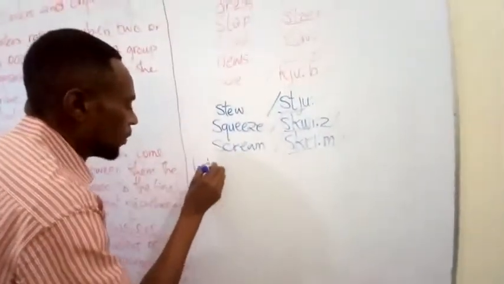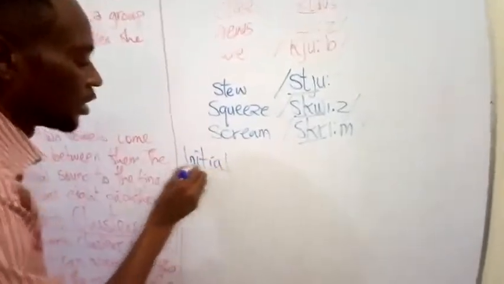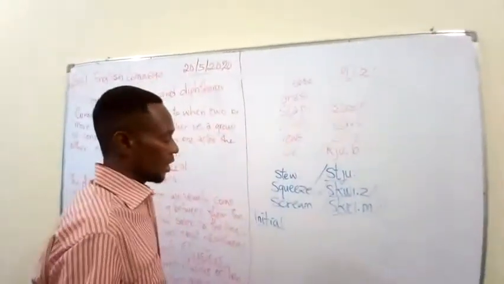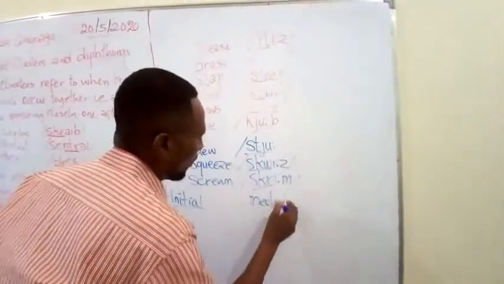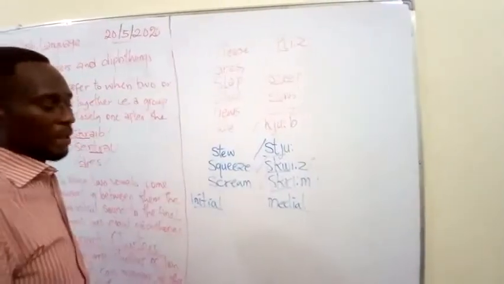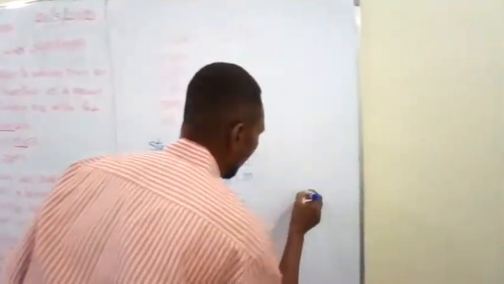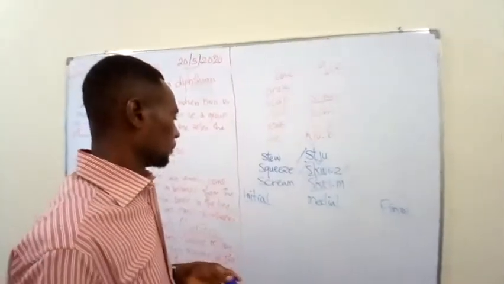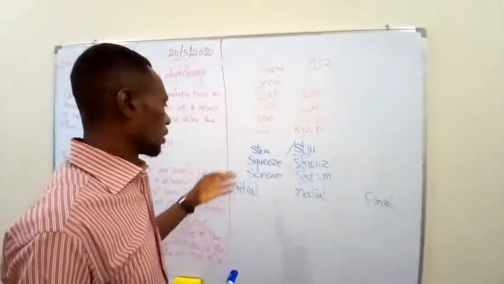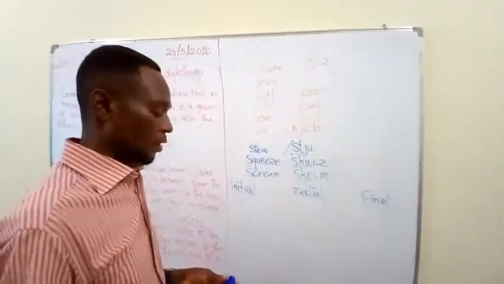So we're going to make a little table here. This is initial, when it is starting a sound. Medial, when it is in the middle. And then final, when it is at the end of a sound. So we're going to pick some words and then we see how these consonants are distributed.